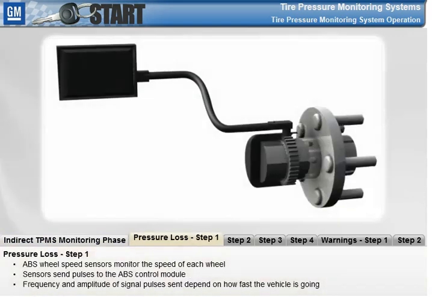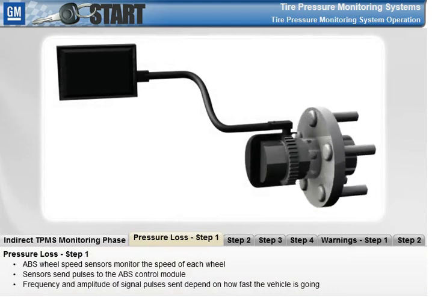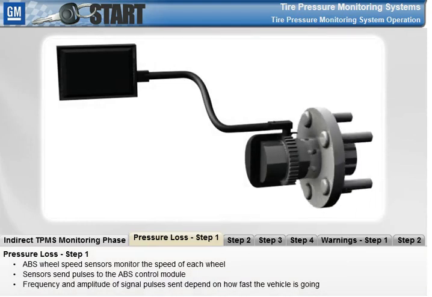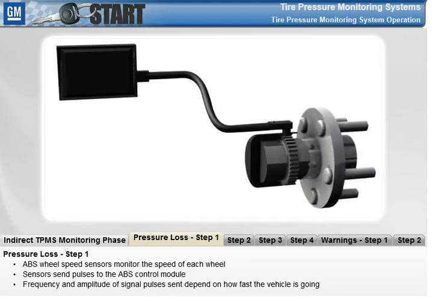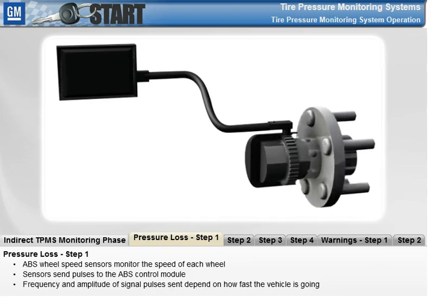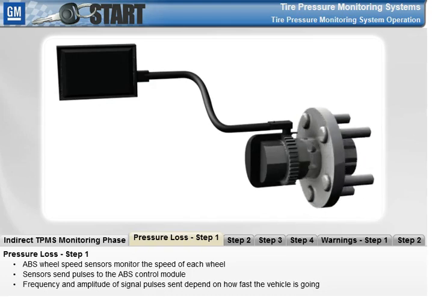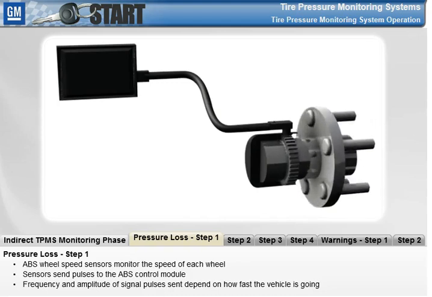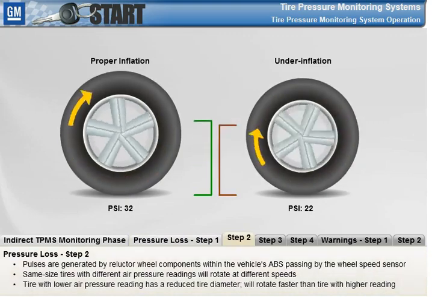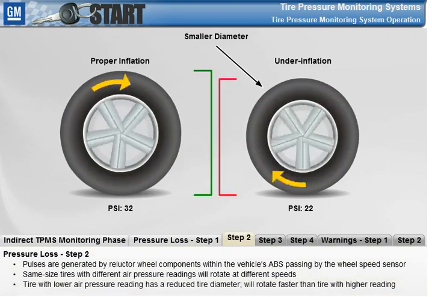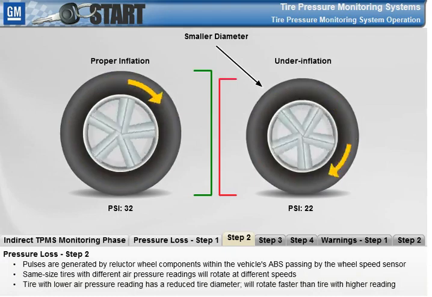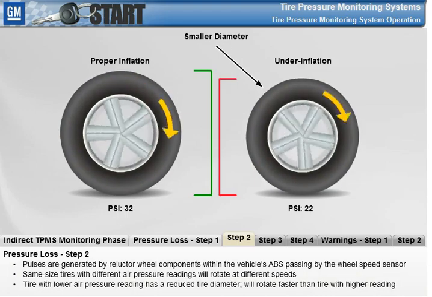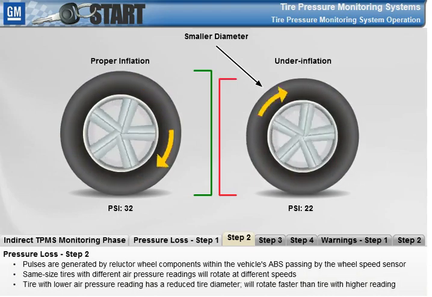An indirect TPMS utilizes the anti-lock brake system, or ABS, wheel speed sensors to monitor the speed of each wheel as the vehicle is driven. As the vehicle is driven, the wheel speed sensors send pulses to the ABS control module. The frequency and amplitude of pulses sent to the control module depend on how fast the vehicle is going. The system generates pulses when the tooth gear in the vehicle's ABS passes by the wheel speed sensor. Each tooth that passes by the sensor generates a pulse.